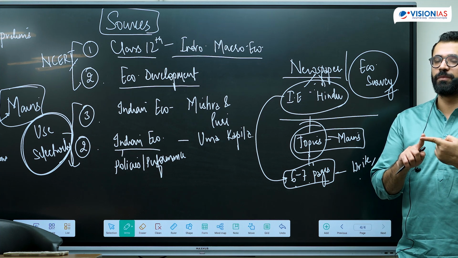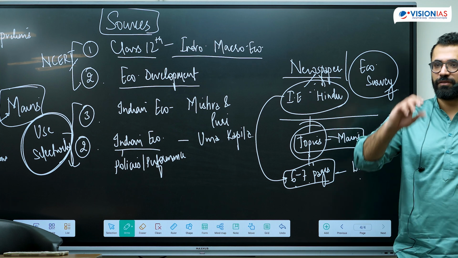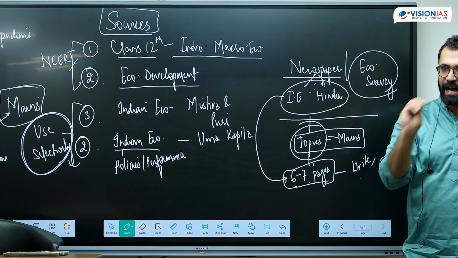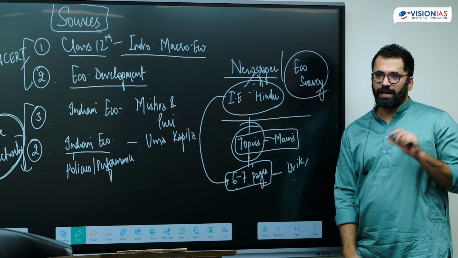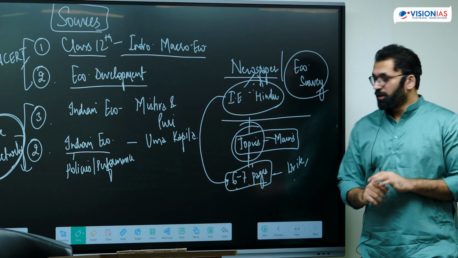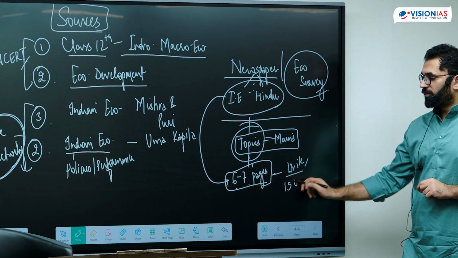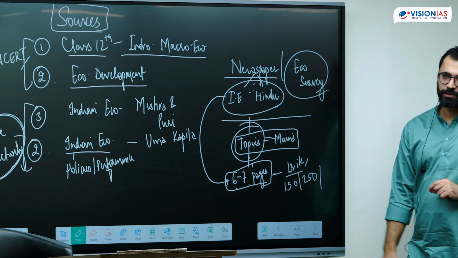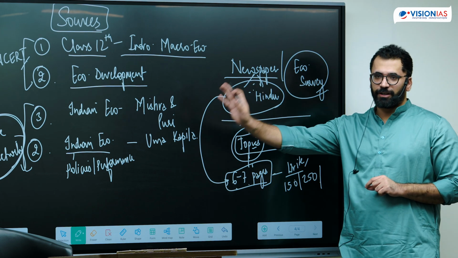Even if you have read a newspaper, you have read a magazine, or you have seen a video, you will have to write the compilation of all three in one place. And that will add to your basic notes. You will have 10 to 12 pages on each and every topic, which is more than enough to write 150 to 250 words, because the maximum limit is 250. So I have 6 to 7 pages on each and every topic.